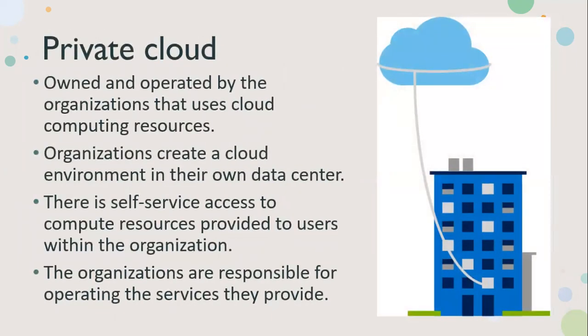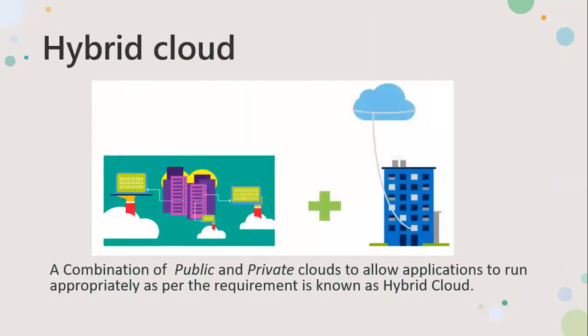Next is private cloud. Private cloud is owned and operated by the organizations that use the cloud computing resources. Organizations create a cloud environment in their own data center. There is self-service access to compute resources provided to the users within the organization. The organizations are responsible for operating the services they provide. The third type of cloud is hybrid. Hybrid is nothing but a combination of public and private clouds to allow applications to run appropriately as per the requirement.